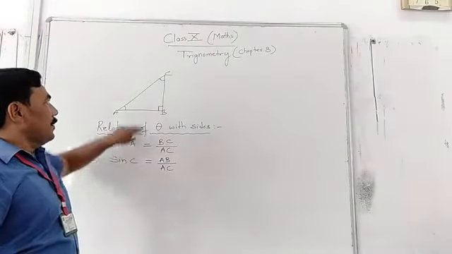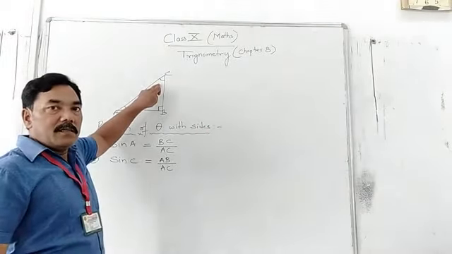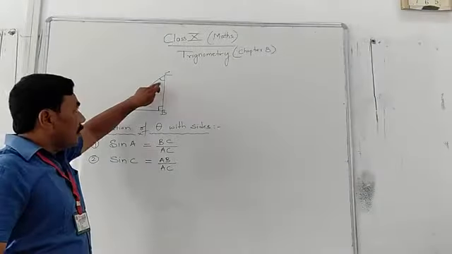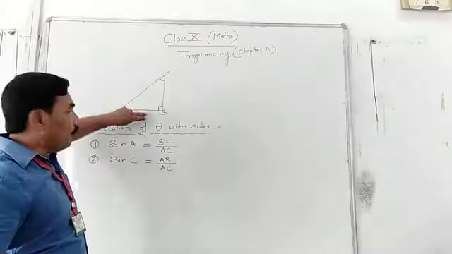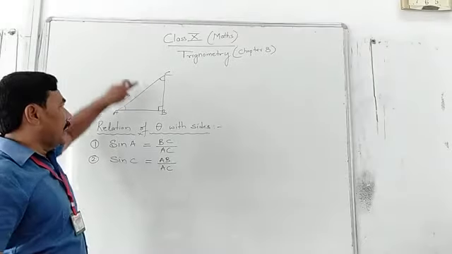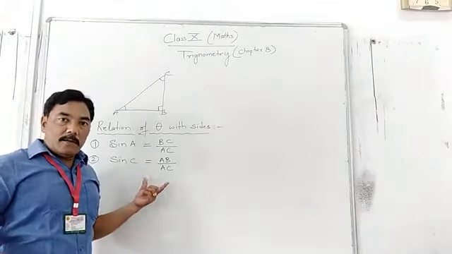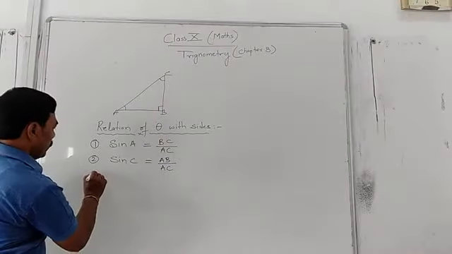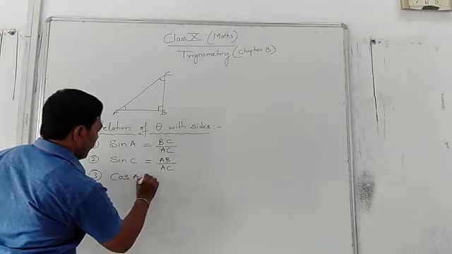For sine C, if theta is angle C, then the side opposite to angle C is AB, which is the perpendicular, and the hypotenuse is AC. Okay, clear?